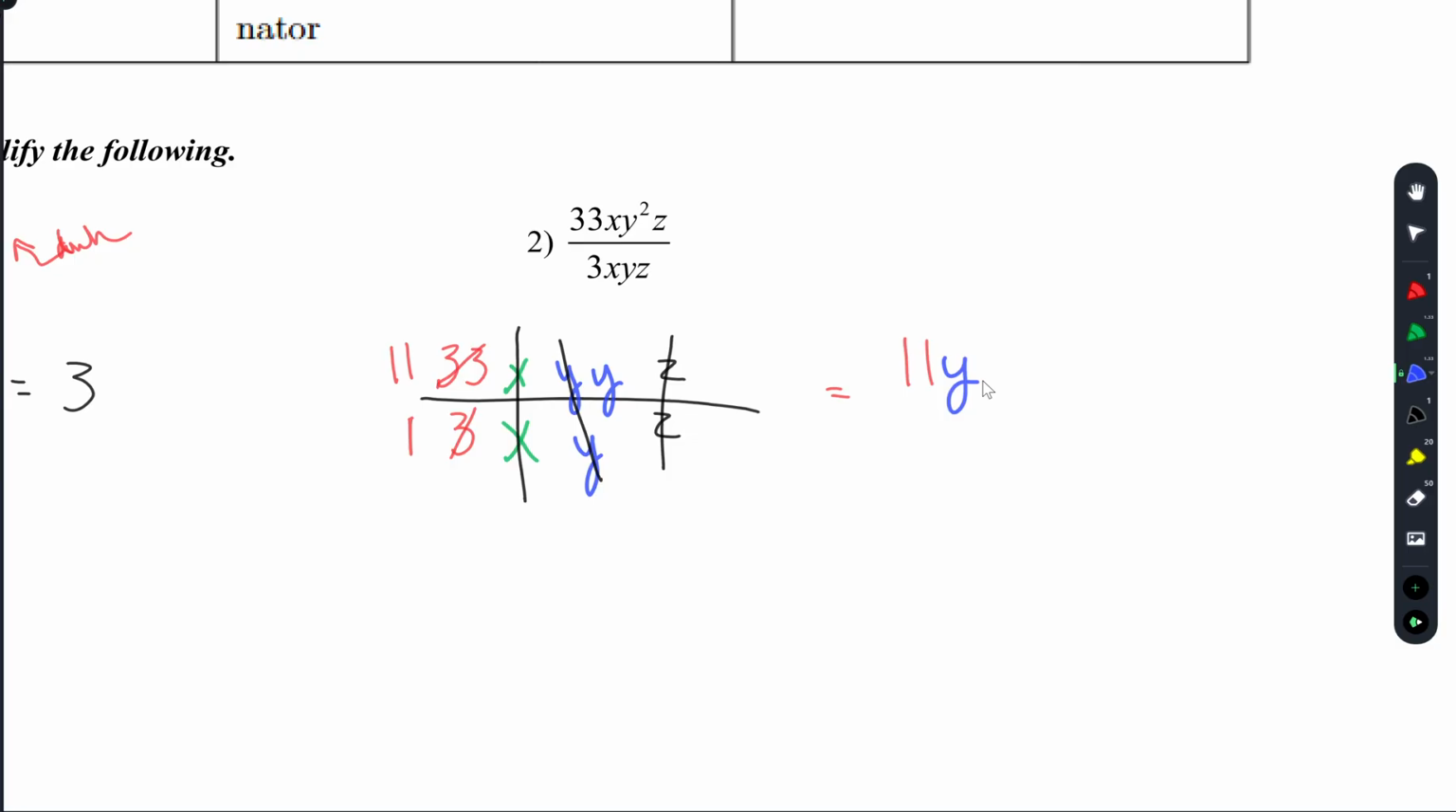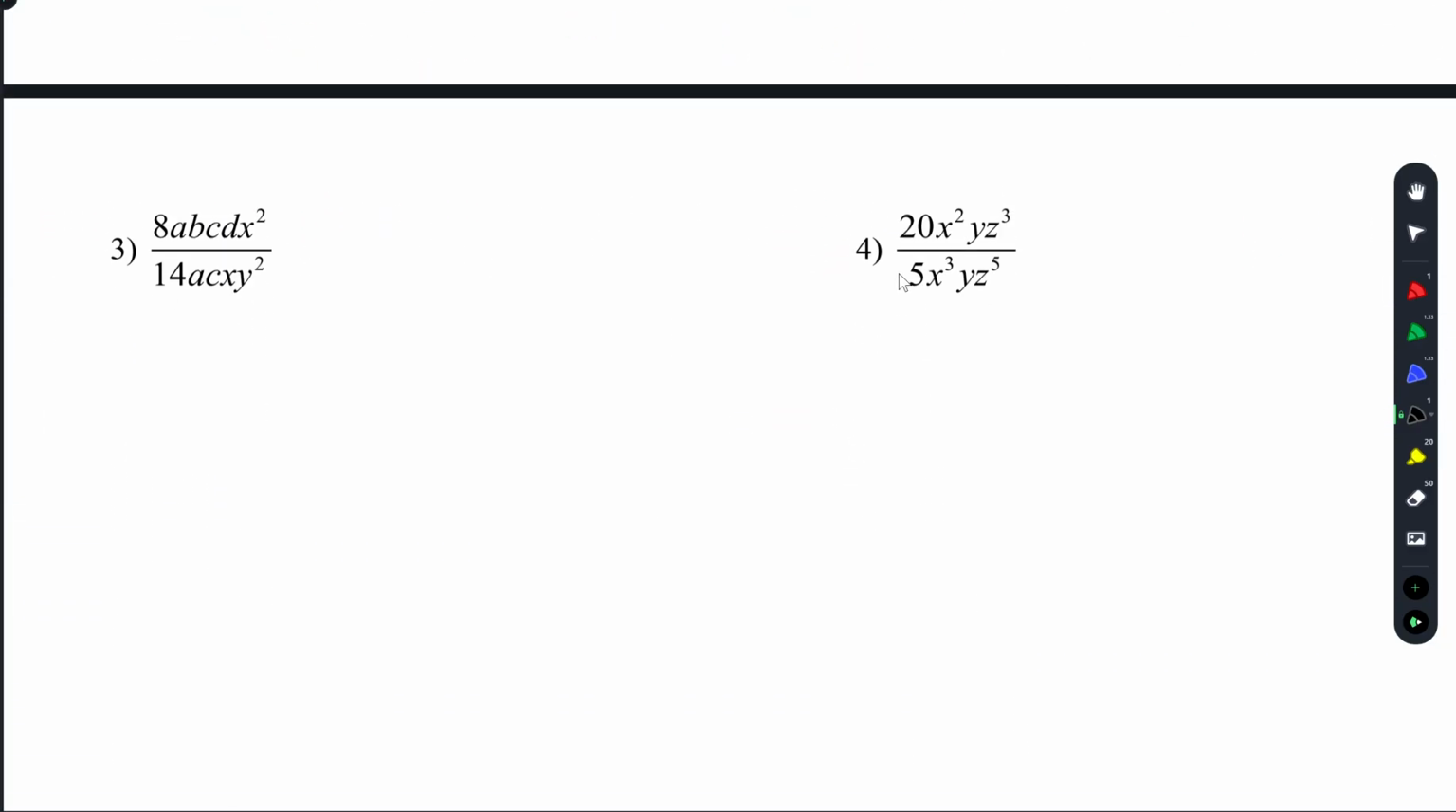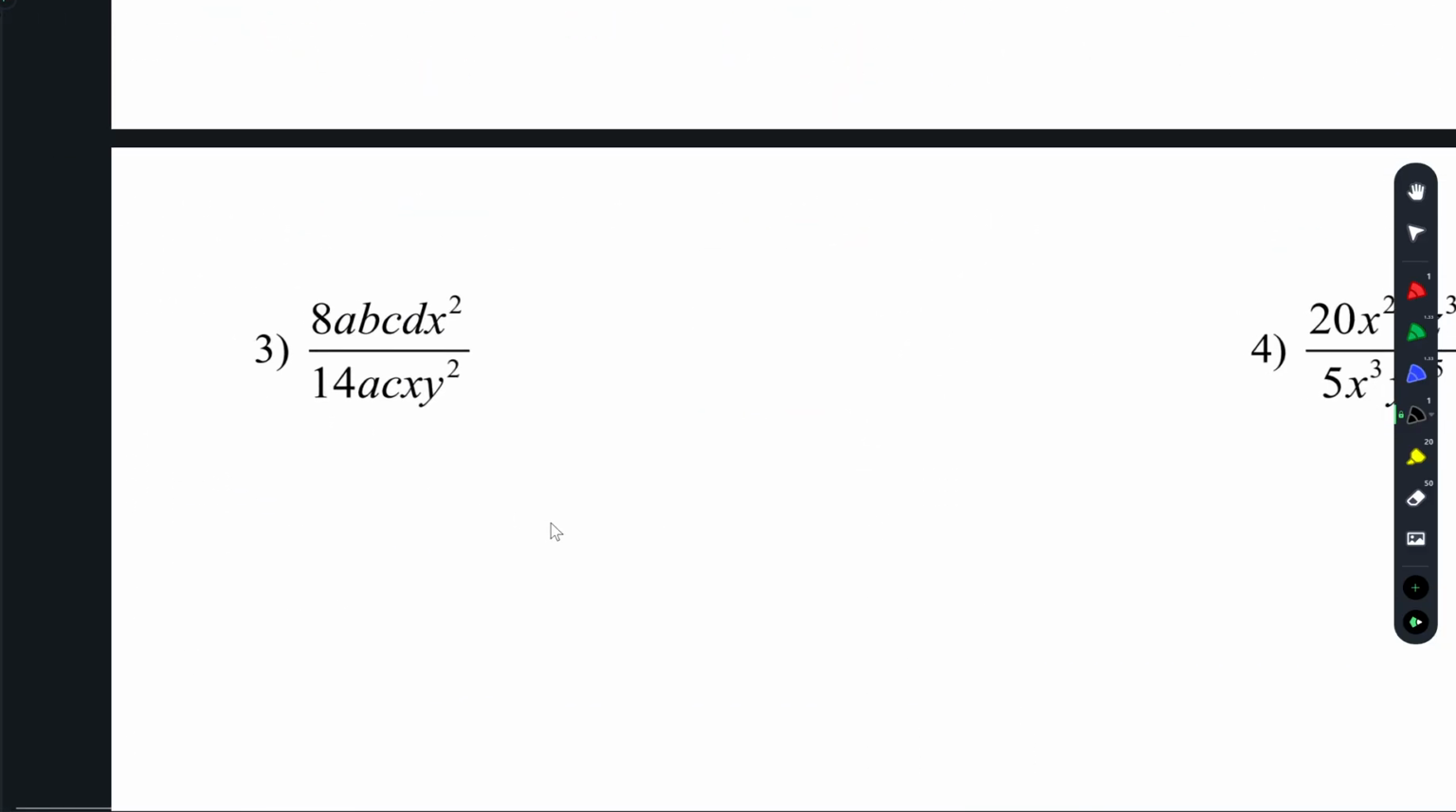But then on the denominator, technically you could do this. On the denominator, it's just a bunch of slashes, and these are all ones. So you could do this, but that usually looks kind of dumb. On the multiple choice, you wouldn't see that. You would just write 11y. So just so you know, when there's nothing left on the denominator, you just write the numerator. You don't write anything else. Okay. So hopefully that's a little bit of review. Maybe we'll do one more and then have you guys do the next one.